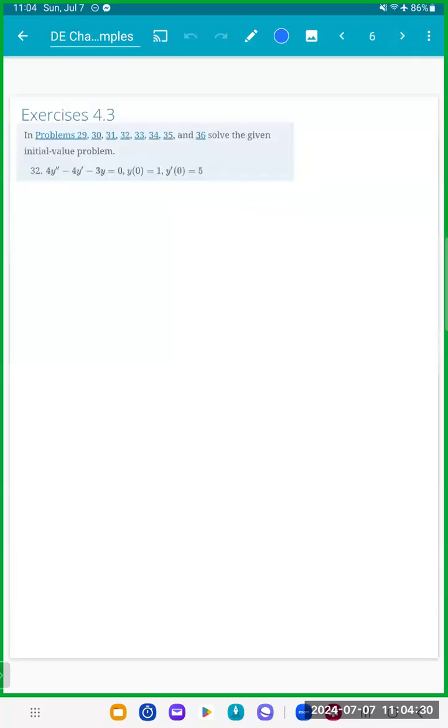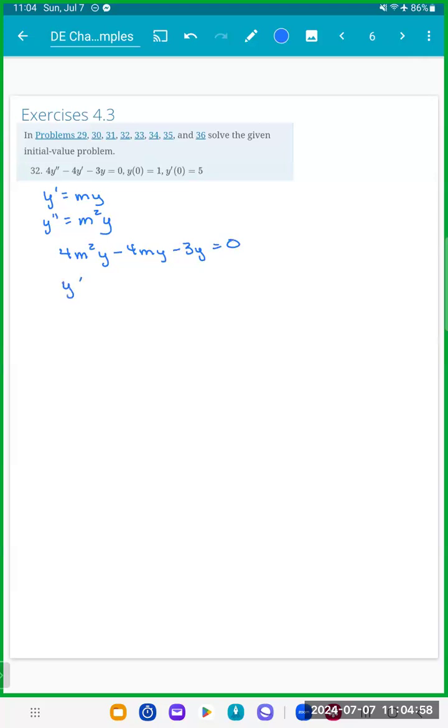Okay, for this next problem, still in section 4.3, similar to the previous, we have our y prime is equal to my. Our y double prime is m to the second y. So when we simplify this, we end up with 4m squared y minus 4my minus 3y is equal to 0.